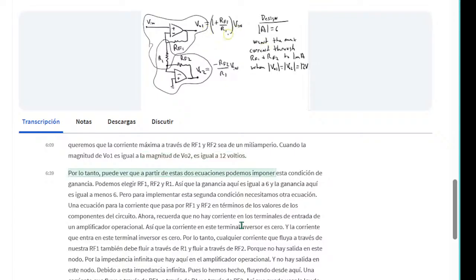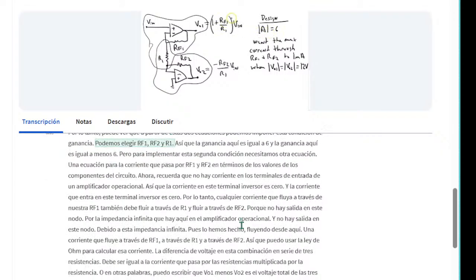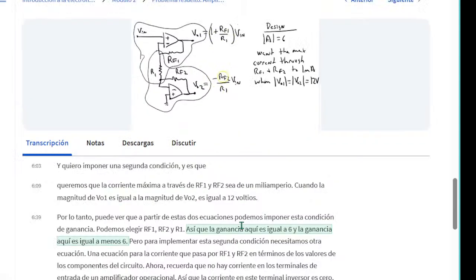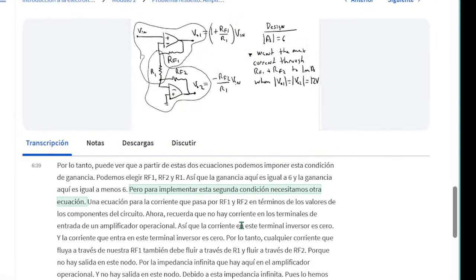So you can see that from these two equations we can impose this gain condition. We can choose RF1, RF2, and R1 so that the gain here is equal to 6 and the gain here is equal to negative 6. But to implement this second condition, we need another equation, an equation for the current through RF1 and RF2 in terms of the circuit component values.